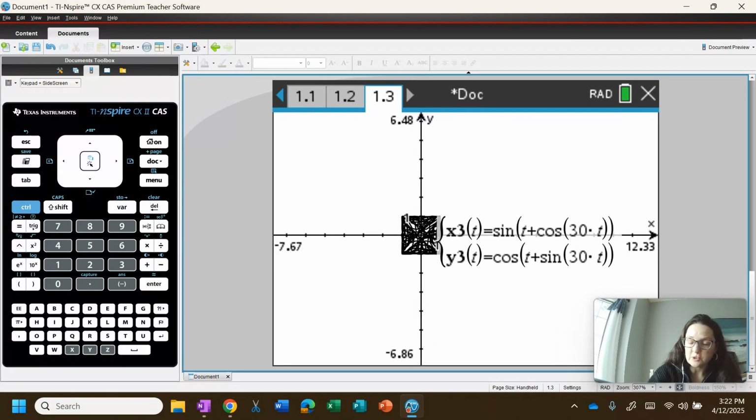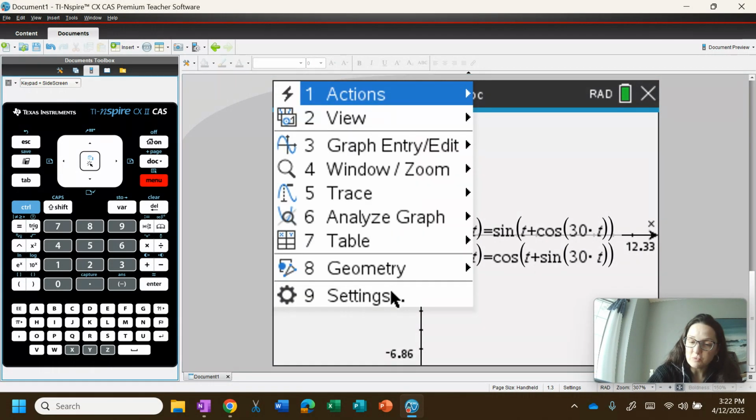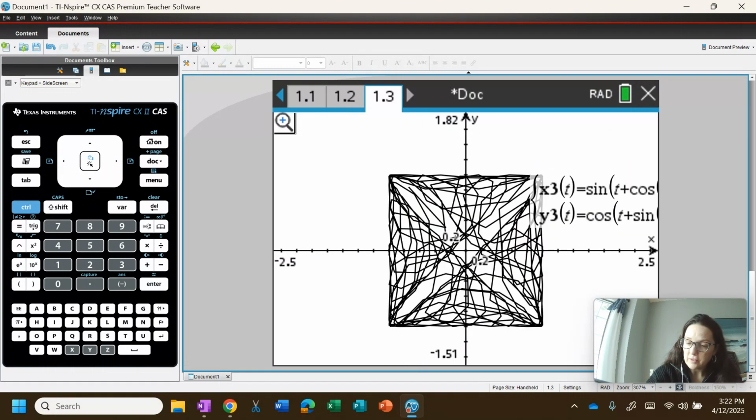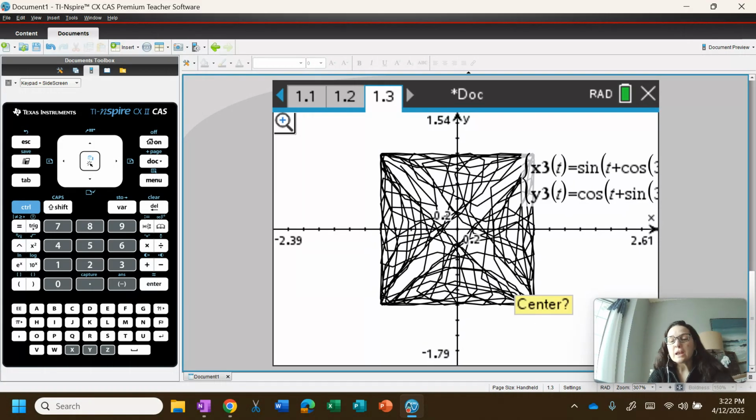This one also looks bananas, but look at that. If I zoom in here, look at how cool that thing is. Now, one of the reasons I did this one is, A, it's just bonkers and very cool.